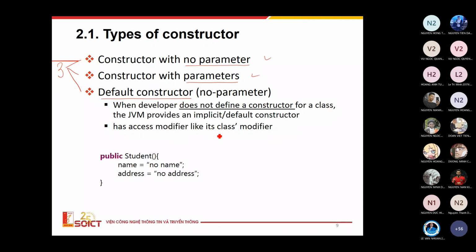For example, you can create these two constructors for the class Student. The first constructor, why can I consider it as a constructor? Who can answer for me? Why can I consider that this one is the constructor?